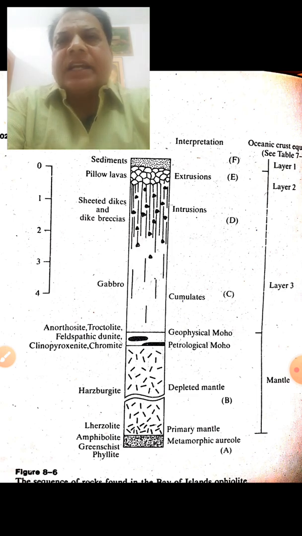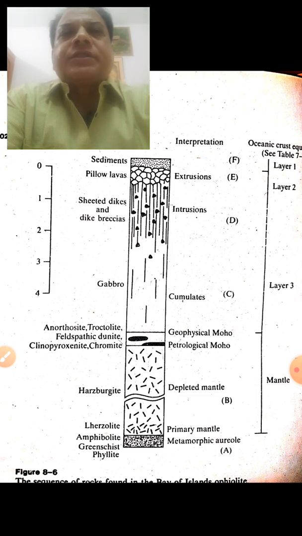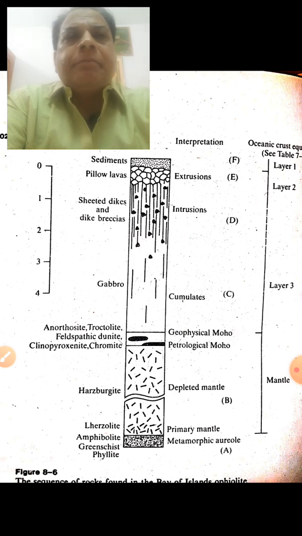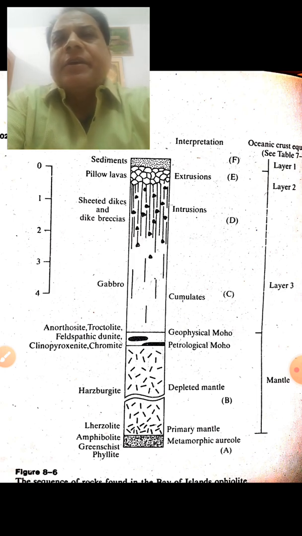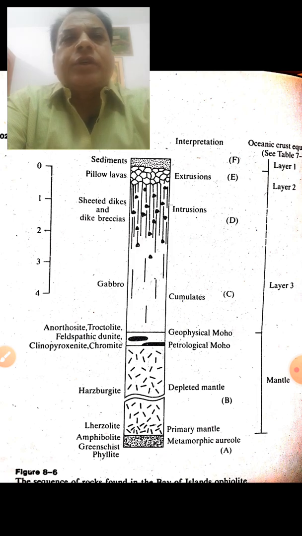The well described, you can say the characteristic or ideal, ophiolite suites are located at Bay of Islands in Newfoundland and eastern Papua New Guinea. The emplacement of ophiolites may occur as a result of collision between continental and oceanic plates, or between two oceanic plates.